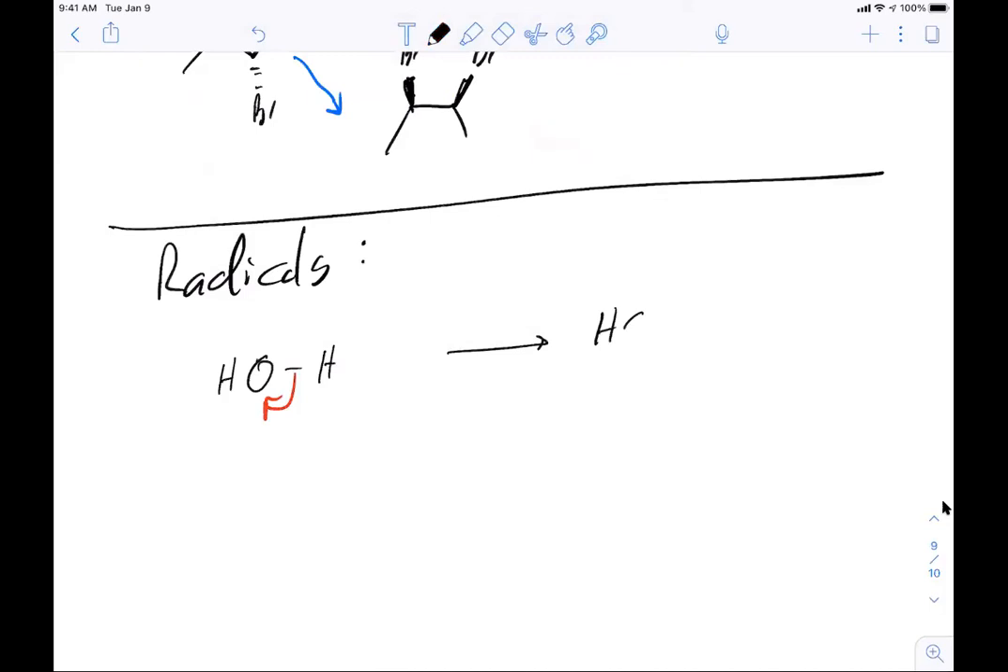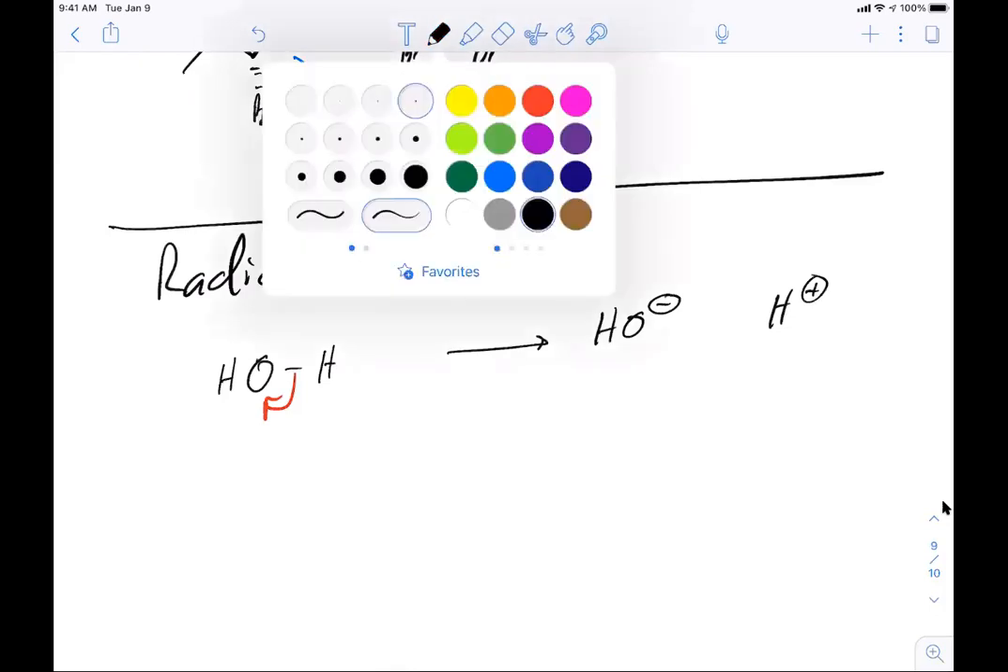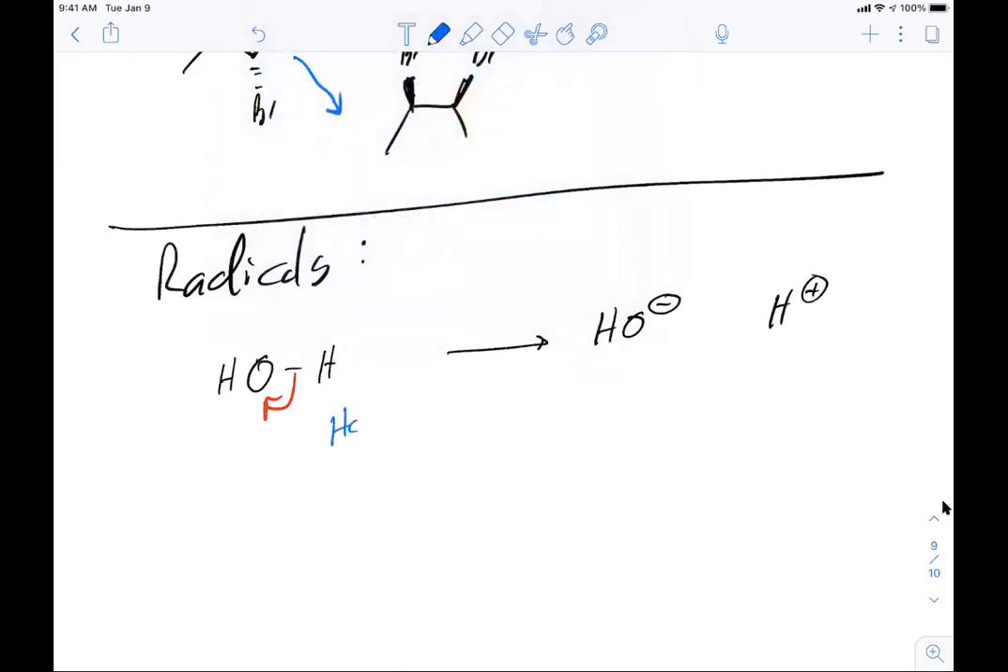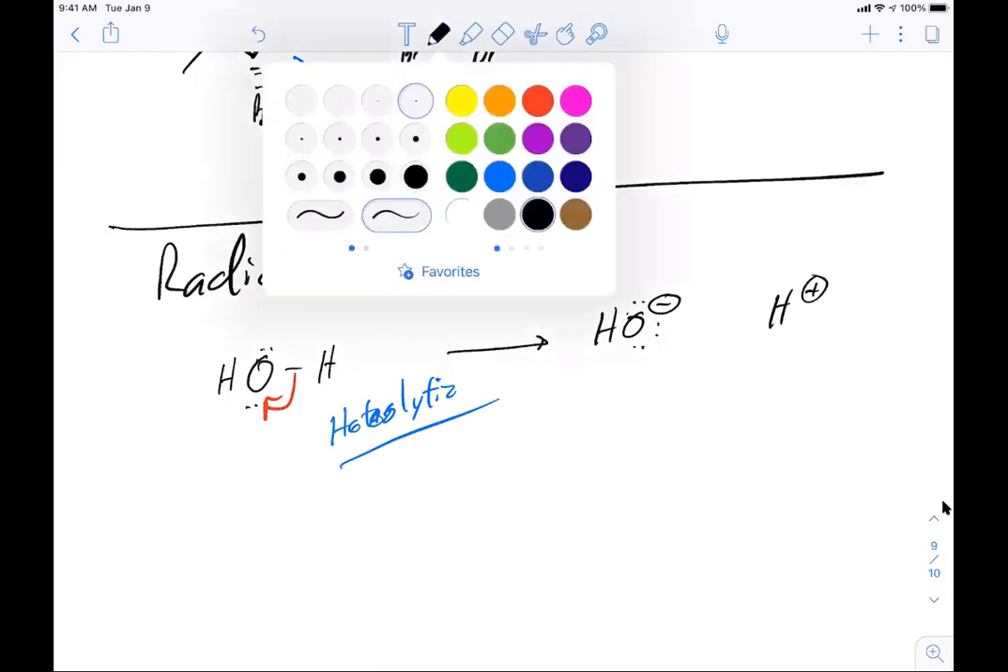Up to this point, we've really been looking at heterolytic processes. Right? One group got both electrons, so here the oxygen got both of those electrons, and we end up with 2 electrons and hydrogen getting plus, right? So most of the things we've done so far have been ionic.